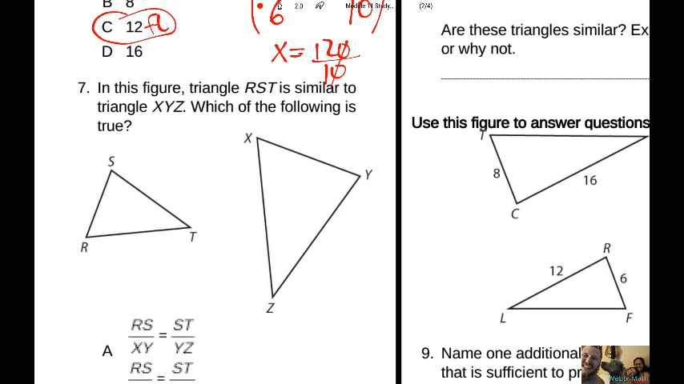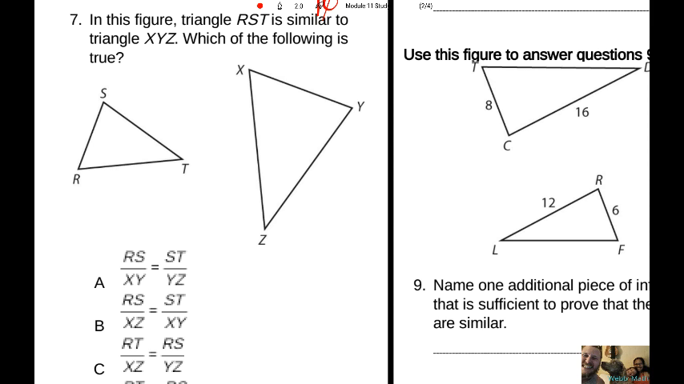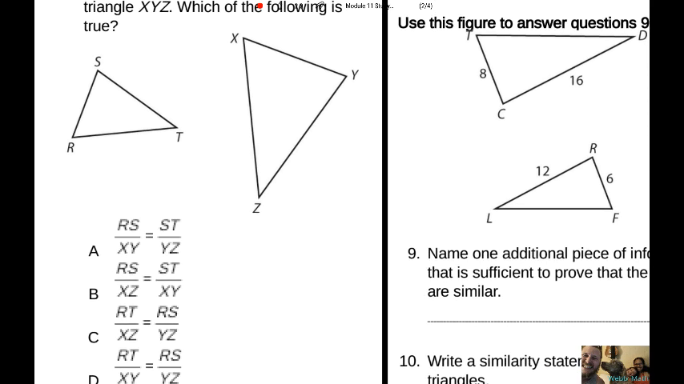Number 7. In this figure, triangle RST is similar to triangle XYZ. Awesome, so they're already telling us they're similar. Which of the following is true? Okay, so first one, part A. RS is similar to XY. So the smallest piece is similar to the other guy's smallest piece. That checks out. Let's look at the other side.